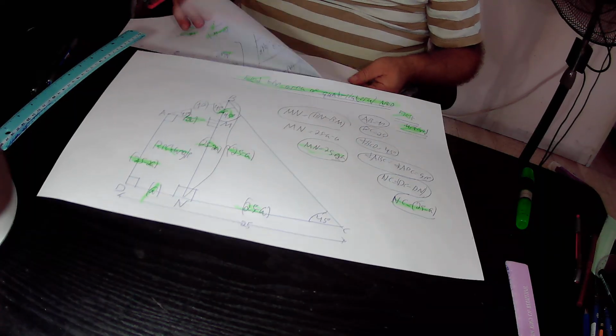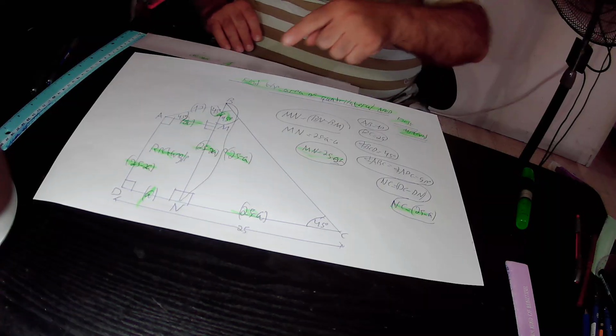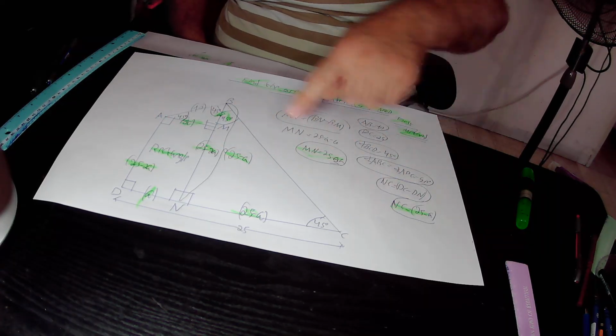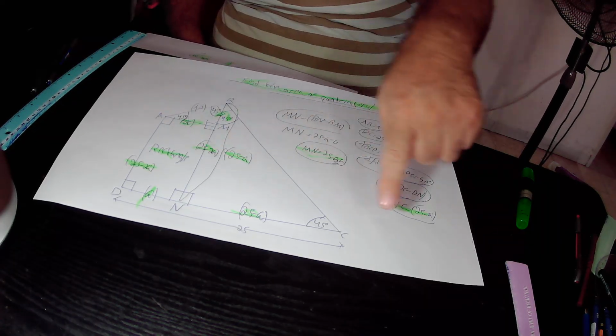So first of all, we did the construction, that is to say from point B we draw a perpendicular onto DC. Again, from point B we draw a perpendicular onto DC.